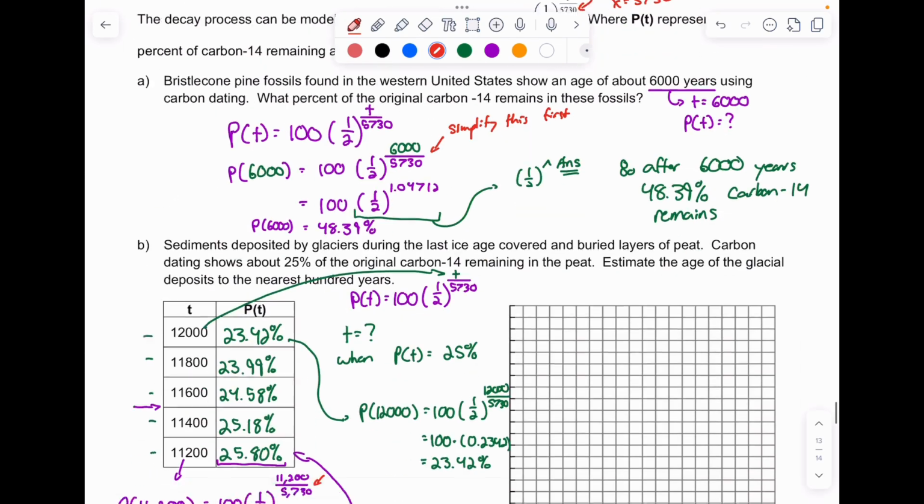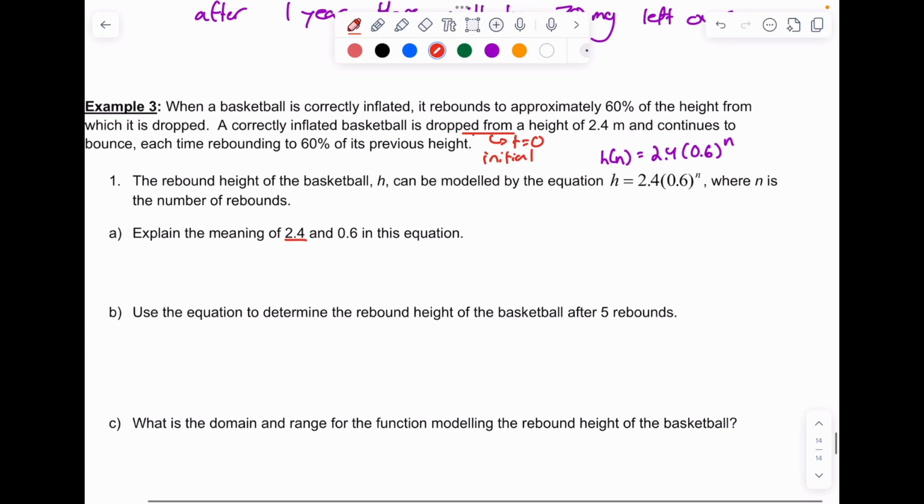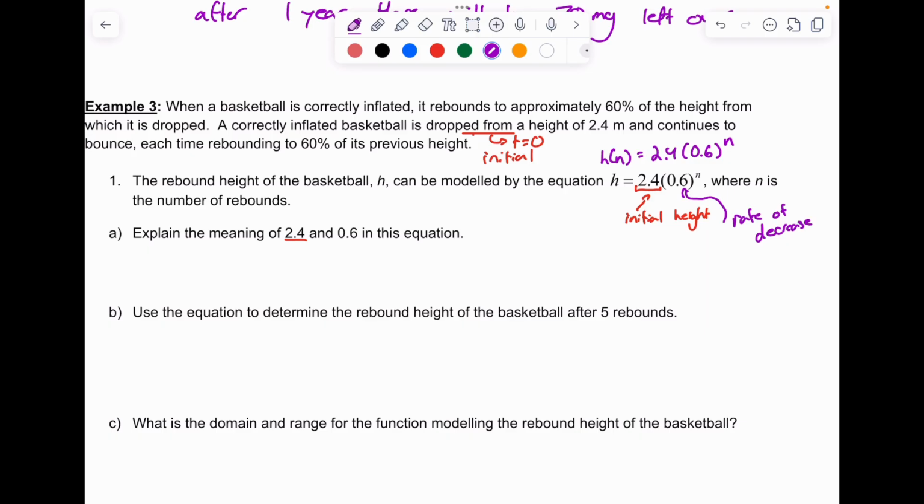Okay, so let's go back down to the problem we're dealing with. Notice right here, you have this formula, 2.4. This is your initial. This is the initial height. And then the thing that you're multiplying in your exponent right here, this is the percent or the rate of decrease. Okay, because it's saying 60% is remaining.